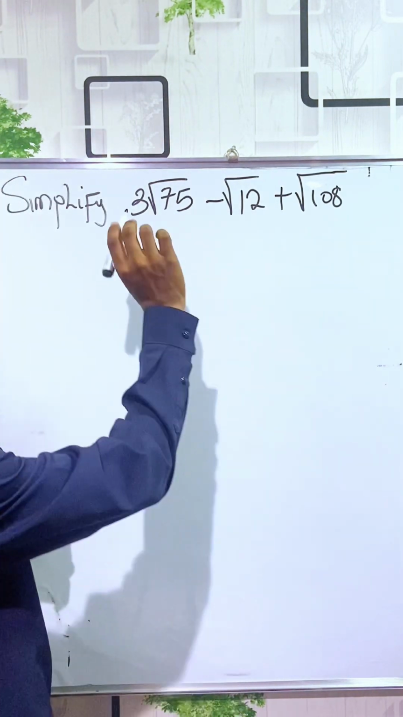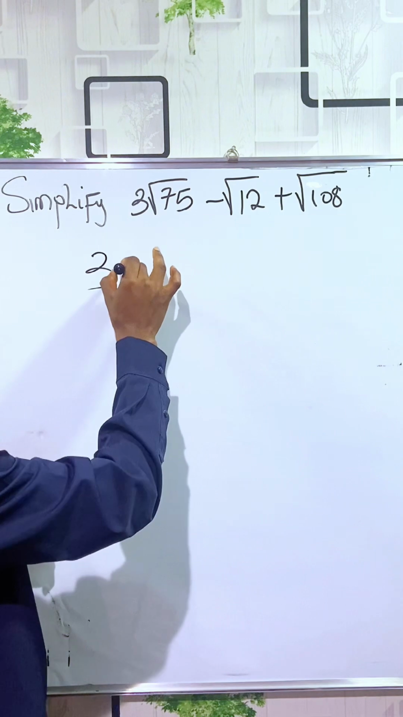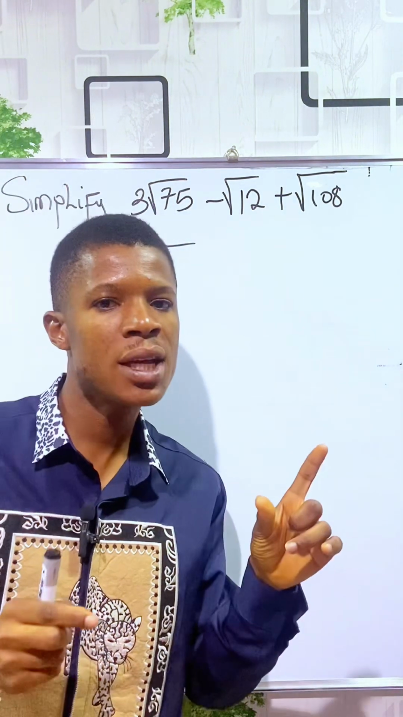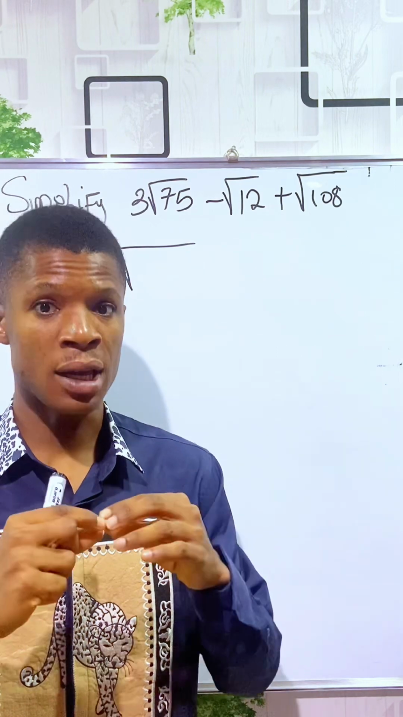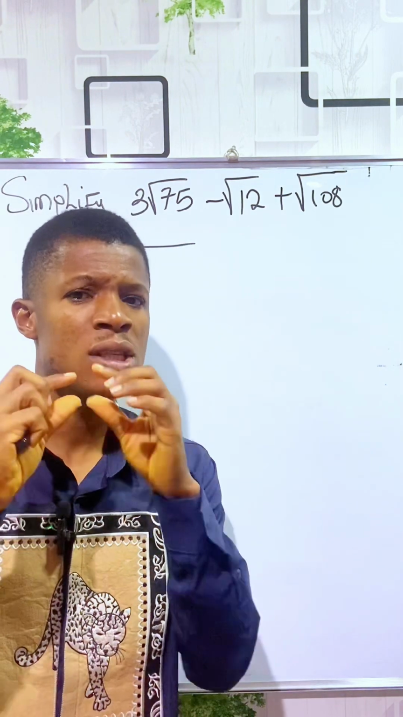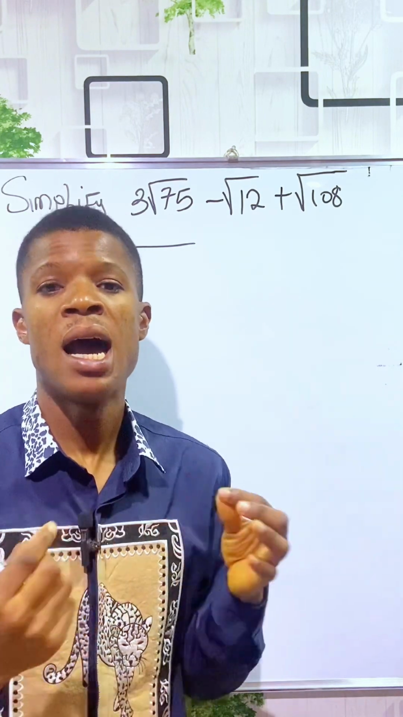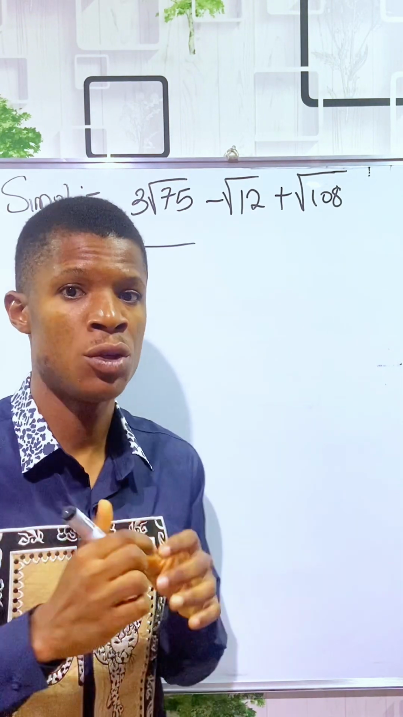So we write it as, you can see we have 3 root. If you check 75, 3 times 25 is 75. But 25 is a perfect square and 3 is not a perfect square. And that's a perfect match we are going to use.